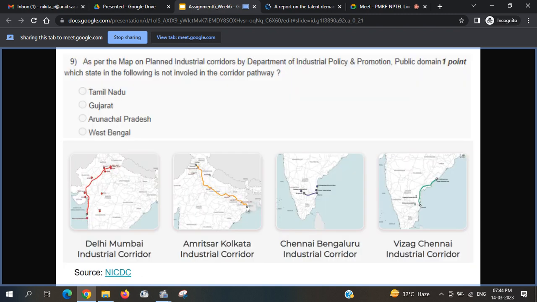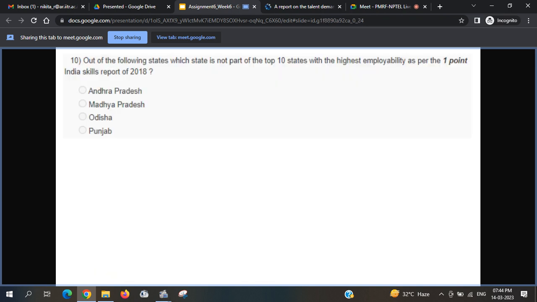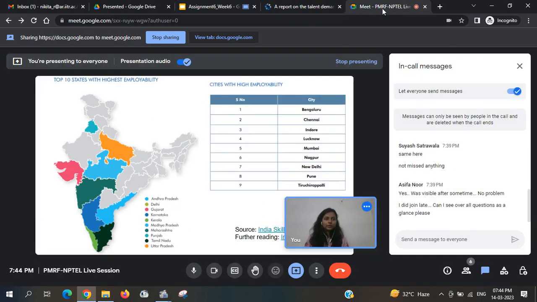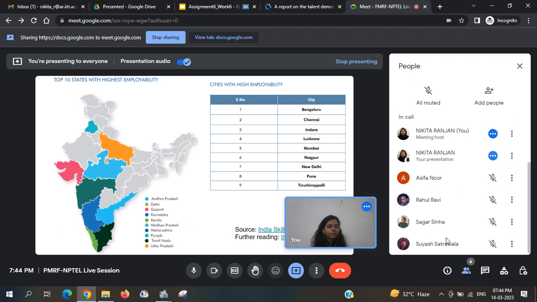And then this question was about the industrial corridors in India and the different industrial corridors. And the last question was about employability as per the India Skills Report. So I hope that is clear. If you have any further questions, Asifa, you can ask, or even anyone else who is present here. If you have any questions, please go ahead.